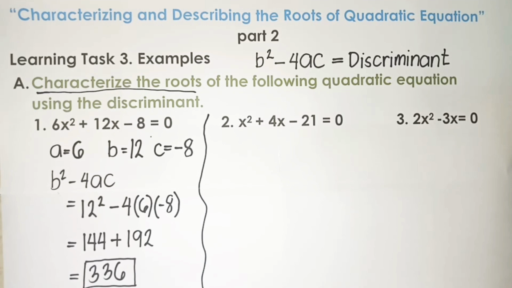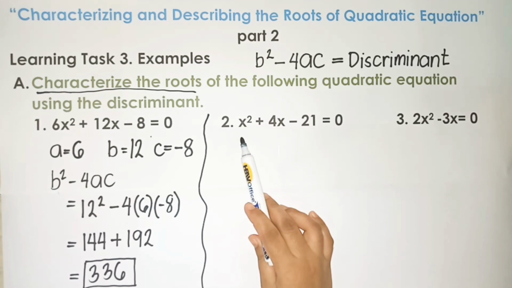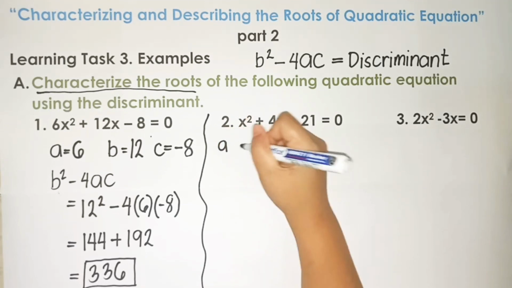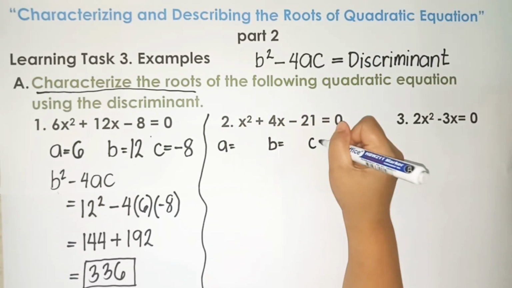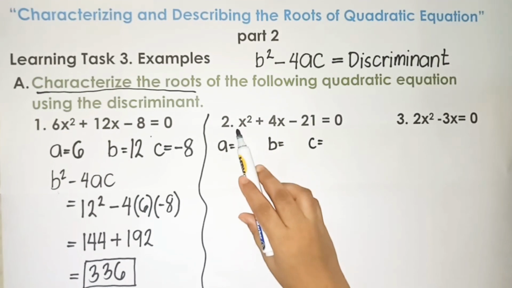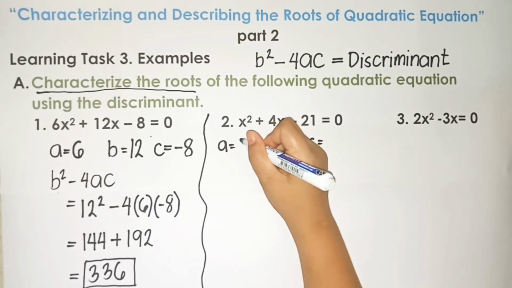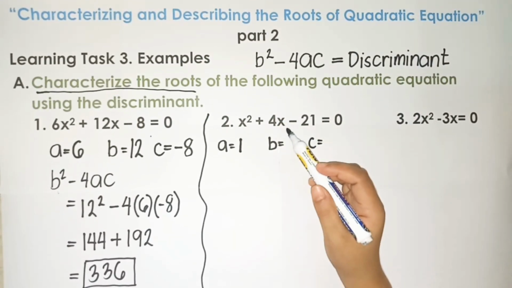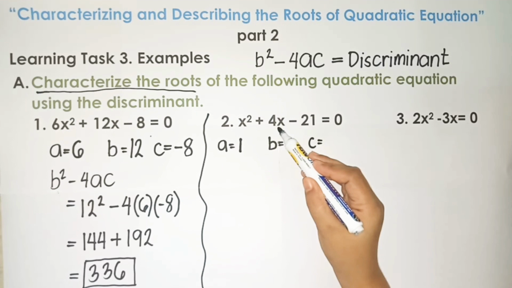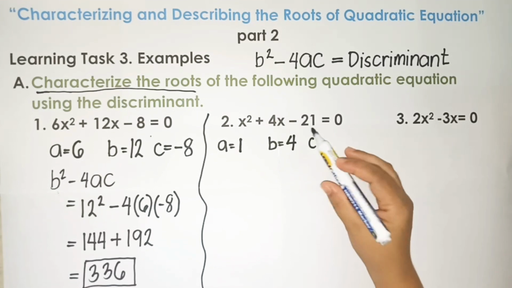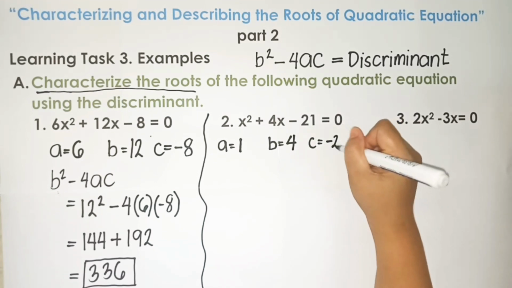Okay, now let's have example number 2. We have x squared plus 4x minus 21. If you notice, this equation is already written in standard form. So let's identify the value of a, the value of b, and the value of c. a is the coefficient of the quadratic term. Since you don't see any number beside x squared, there's an imaginary 1. This is positive. And b is the coefficient of the linear term, which is positive 4. And c is the constant, which is negative 21.